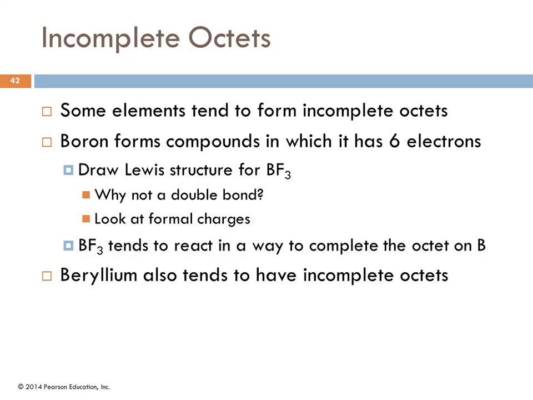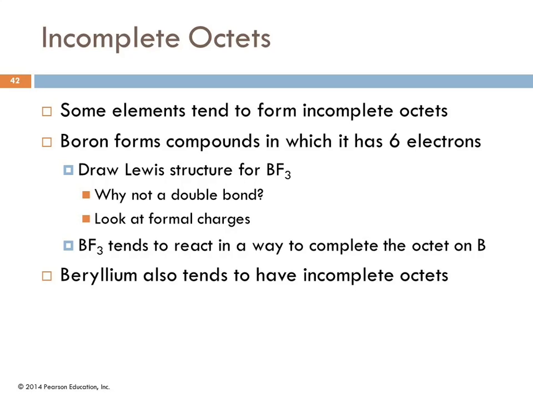Another way you can violate the octet rule is by having an incomplete octet. Now here, the odd electron was incomplete as well, but here we have pairs. We have an even number of electrons, but we have an incomplete octet, meaning less than 8. And some elements just tend to do this, and boron is one of them.